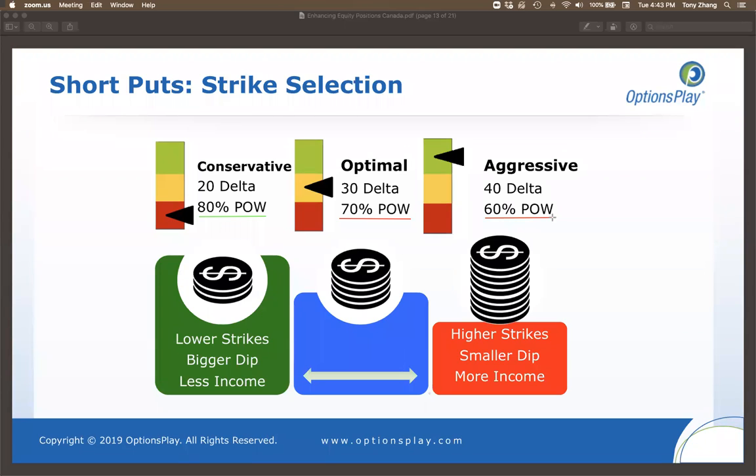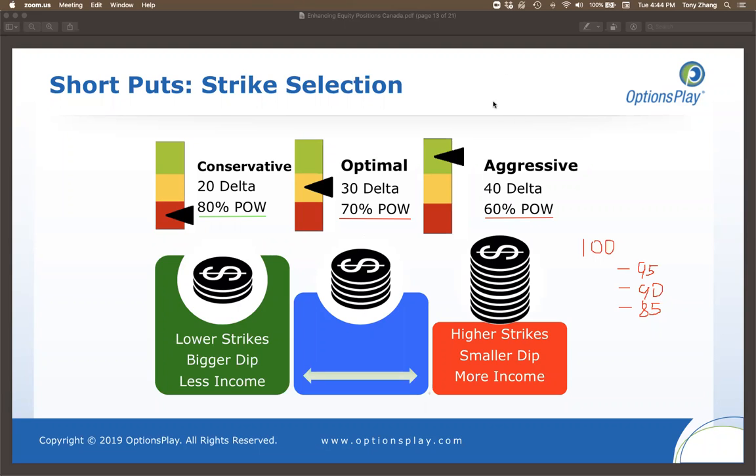Now, the lower the delta, the lower the strike. So let's say we have a $100 stock, and I have a few different choices. Let's say I have the 95, the 90, and the 85 puts to look at. So those are my 3 different strike prices.